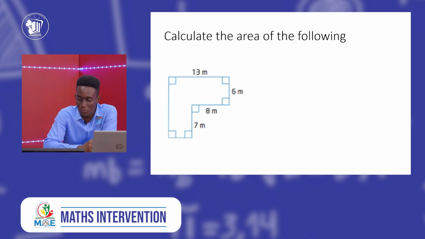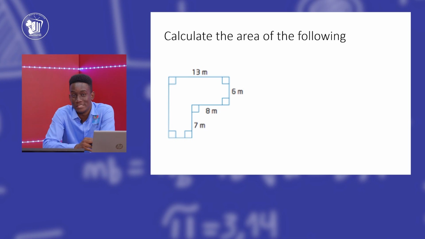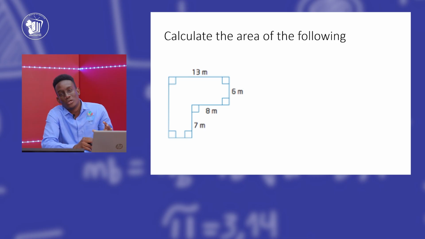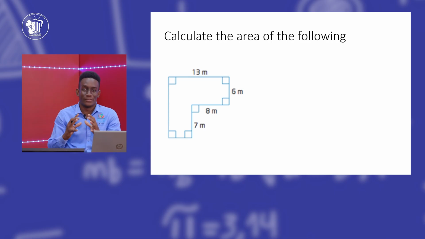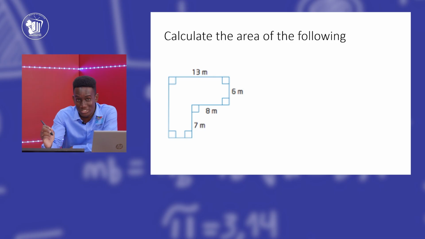So now let's move on to some composite shapes. How do we find the area of composite shapes? Now, composite shapes or compound shapes simply means you have more than one normal shape put together to form one shape. So in cases like these, when you have a composite shape, what we need to do is split the shape into two shapes that you already know.